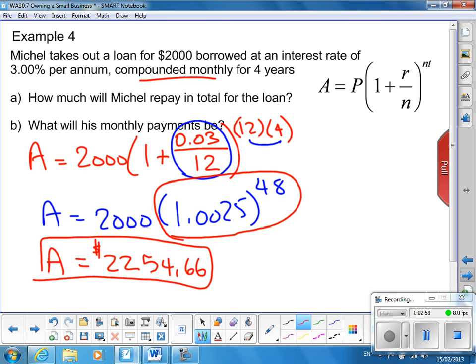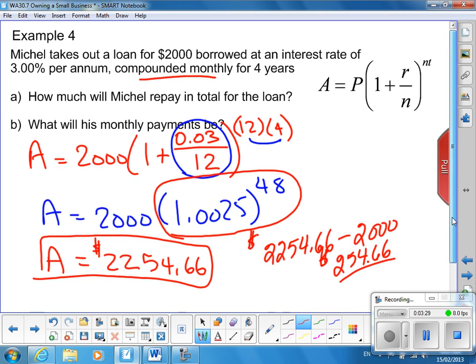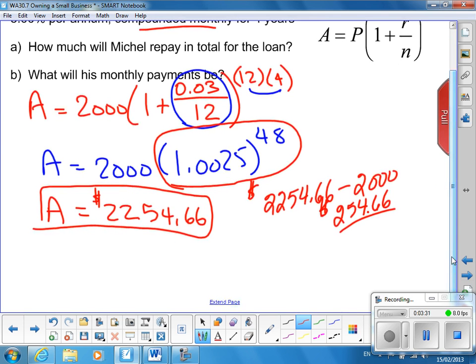How much will Michelle repay in total for the loan? Okay, what would the interest be? Now that hasn't asked us for the interest, but let's try that out. Well, the interest is the total minus the 2,000 you started with. So the interest would be $254.66. So when you get to the end, once you have your total, you go back and subtract your principal, and the difference will be the interest.